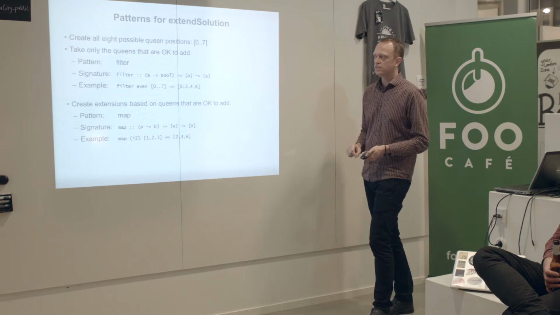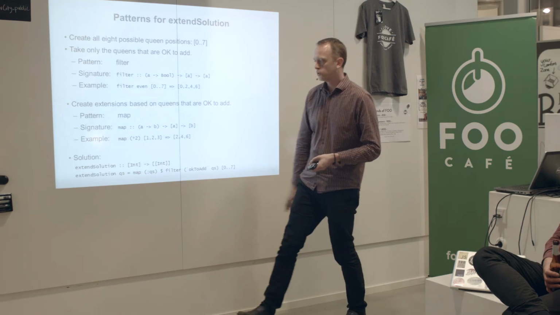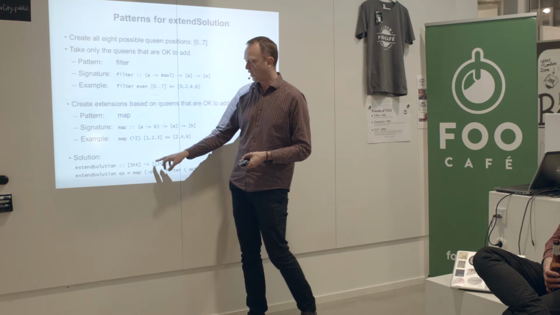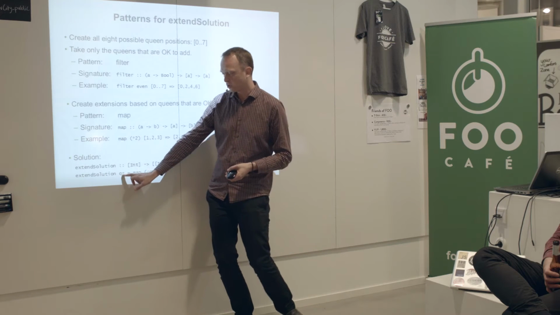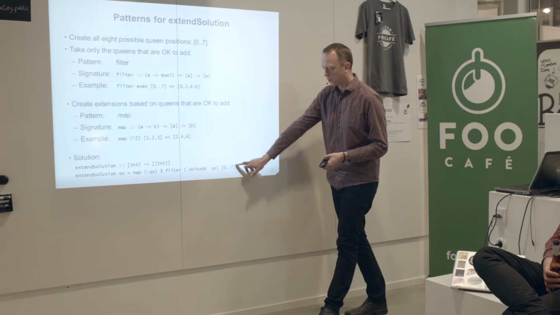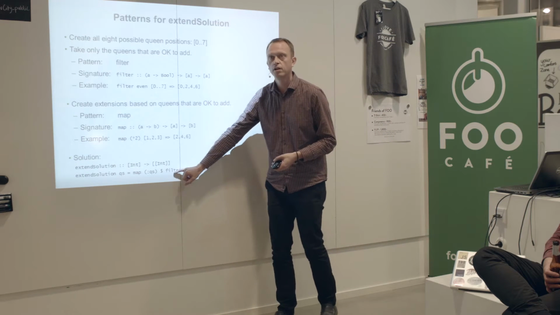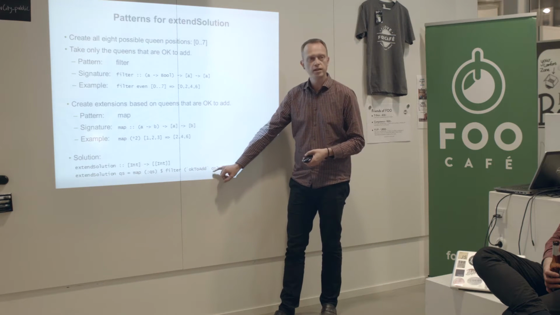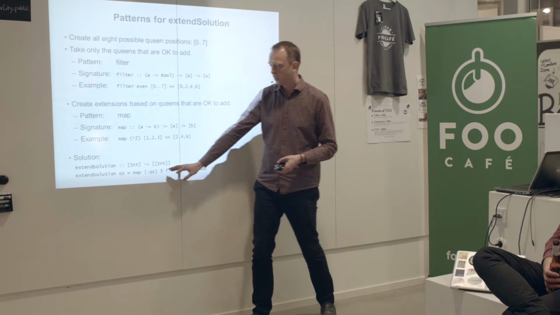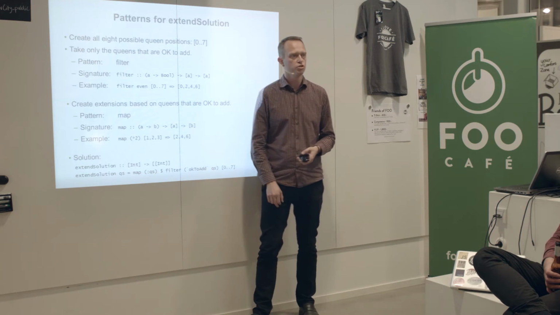And if I use these two patterns, I would end up with this implementation. So extend solution takes a partial solution and returns me a list of all the possible extensions to that solution. First of all, I create my 8 different potential queen positions. I filter using my predicate, OK to add. I only want those that are OK to add to the queens. And then finally, I map this function, which takes a value and appends it to my partial solution.